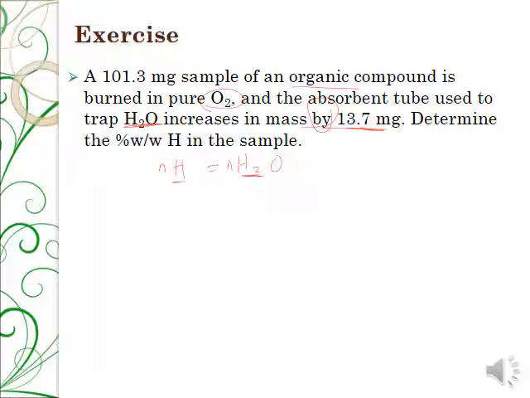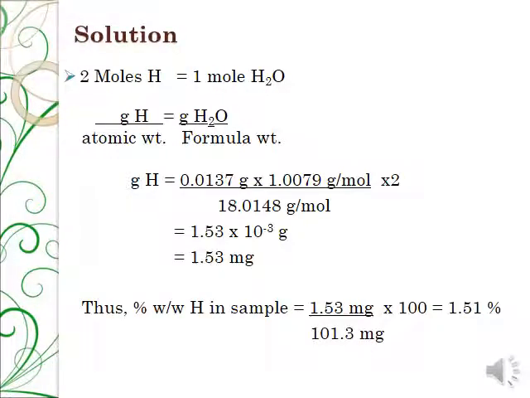So what do we need to do? We have to ensure that it is stoichiometrically balanced. This is what we do: 2 moles of hydrogen is equivalent to 1 mole of H2O. So this side here is 2 moles, so that it's stoichiometrically balanced. So mass of hydrogen divided by atomic weight, equals mass of water vapor produced divided by formula weight.